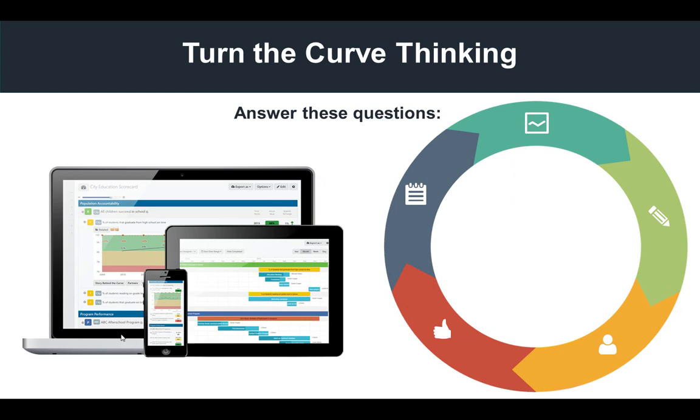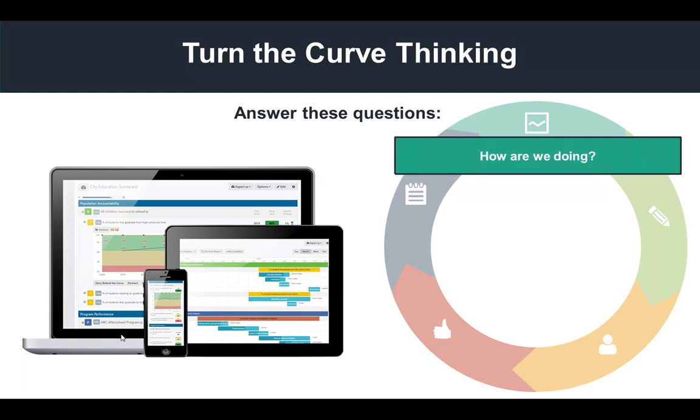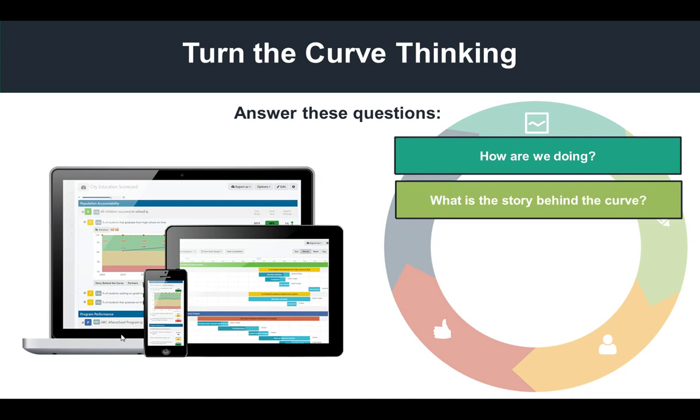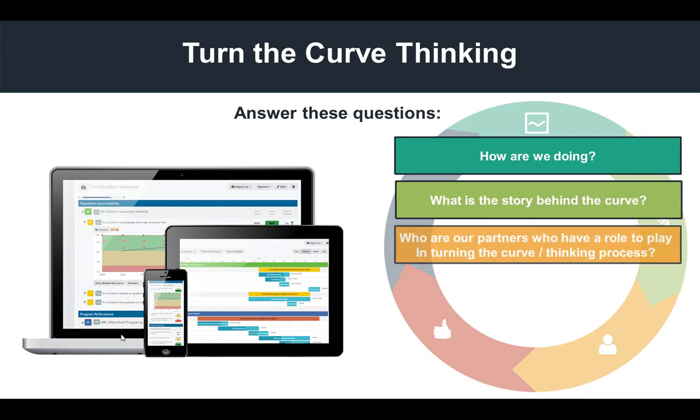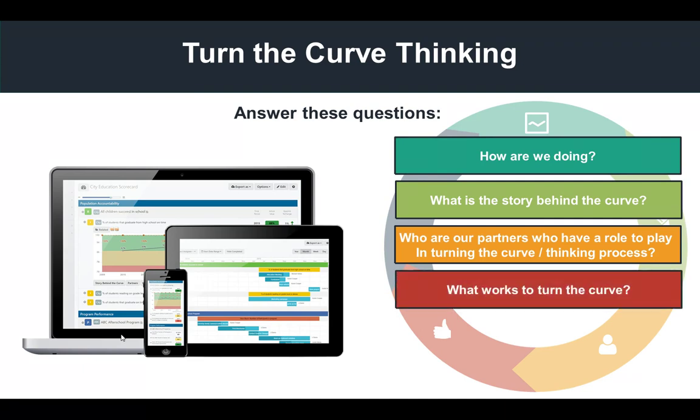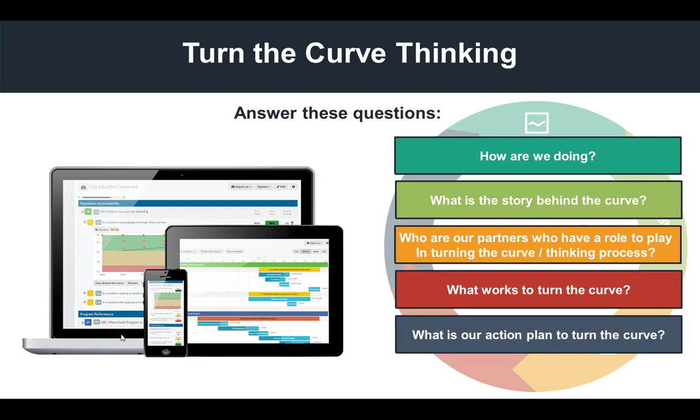To summarize turn the curve thinking, you should answer these 5 core questions. How are we doing? What's the story behind the curve? Who are our partners who have a role to play in turning the curve and thinking through the process? What works to turn the curve? And what's our action plan to turn the curve?